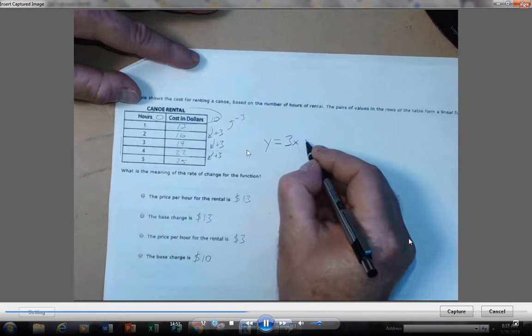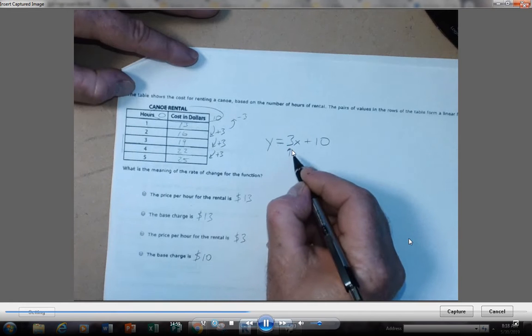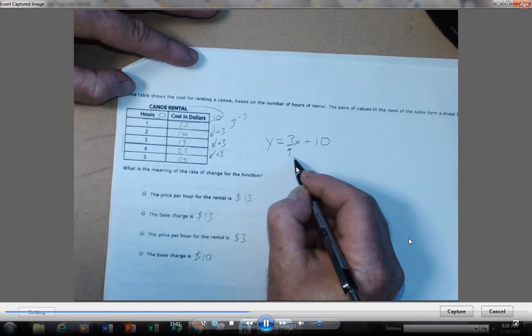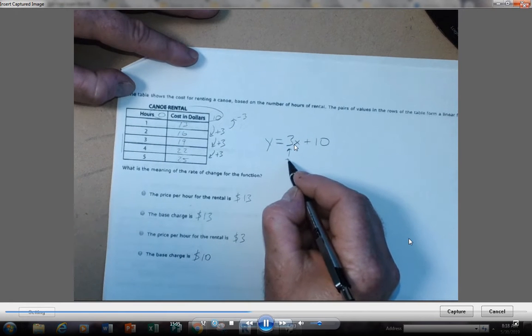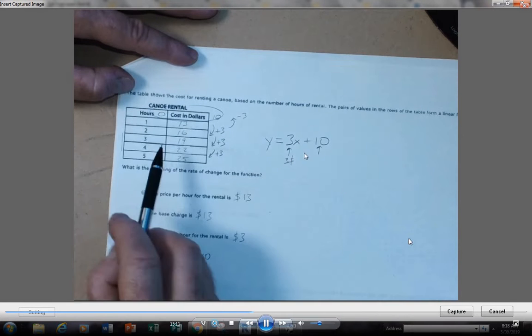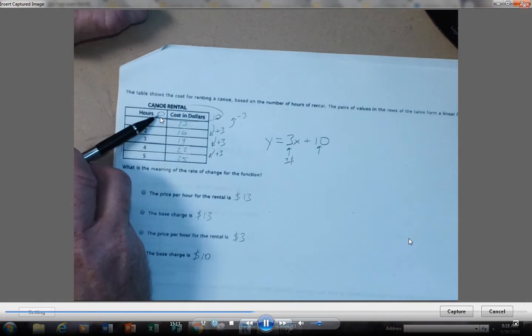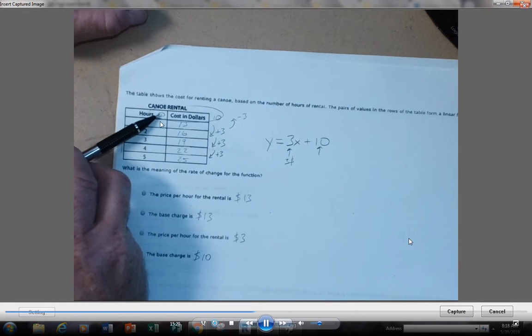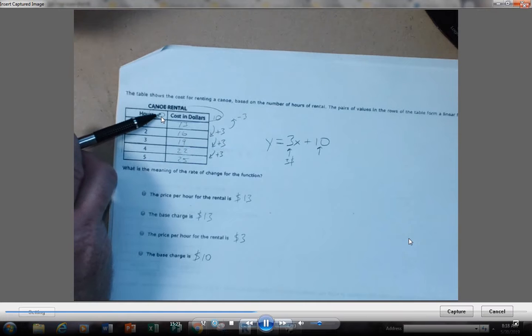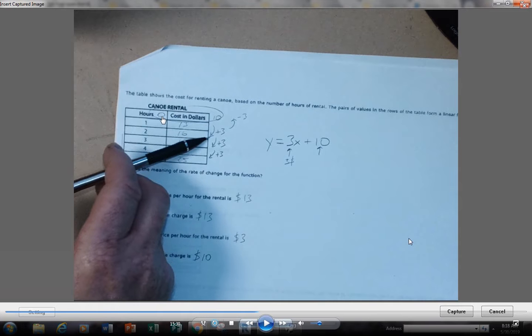And now for this problem, it's having you understand that the 3 is how much you're paying per hour to rent a canoe. $3 for every hour. So if you rent 1 hour, you spent $3. 2 hours, you spent $6. This 10 is the zero term, or how much you're spending before you even set foot in a canoe, or the base charge, or maybe a deposit, or maybe a cost of getting into the canoe rental place. I'm not sure, but this is saying that before you've even started renting a canoe, you've already spent $10.